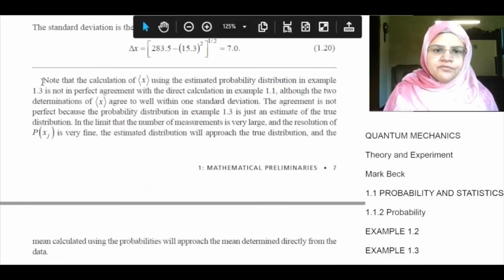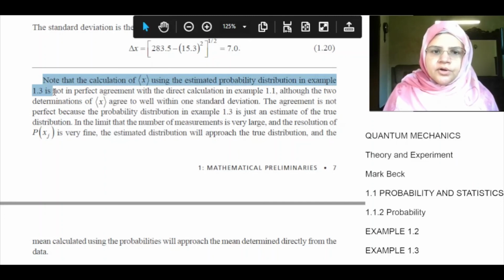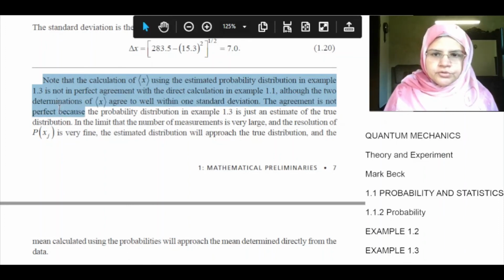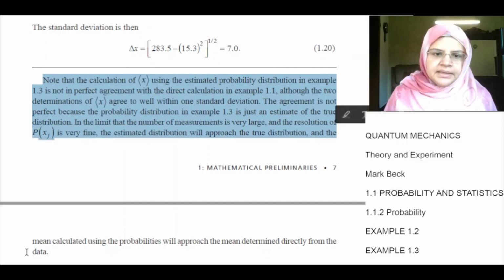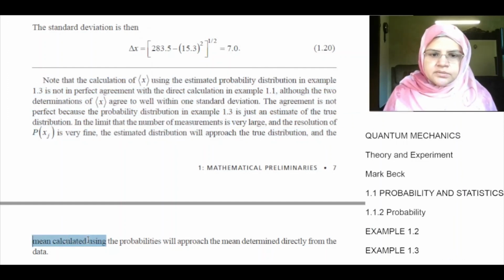Note that the calculation of the mean of x using the estimated probability distribution in example 1.3 is not in perfect agreement with the direct calculation in example 1.1, although the two determinations of the mean of x agree to well within one standard deviation. The agreement is not perfect because the probability distribution in example 1.3 is just an estimate of the true distribution. In the limit that the number of measurements is very large and the resolution of Pxj is very fine, the estimated distribution will approach the true distribution and the mean calculated using the probabilities will approach the mean determined directly from the data.